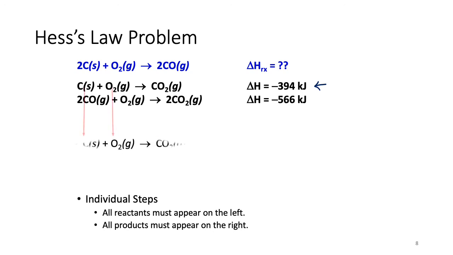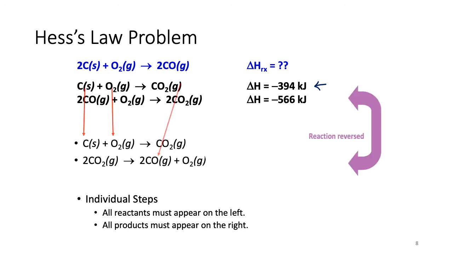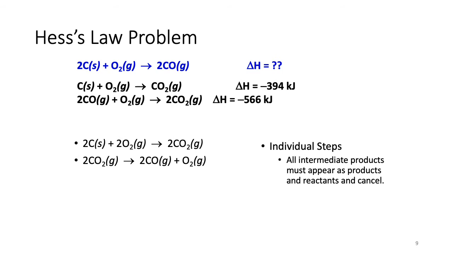So you have to go ahead and multiply them by 2. On the second one, you realize that your CO is on the reactant side. You're like, oh no. All you do is you flip your equation. Okay? So you flip your equation, which means you flip your sign. You multiply your equation by 2 because you need to do that. Your intermediates will cancel out.